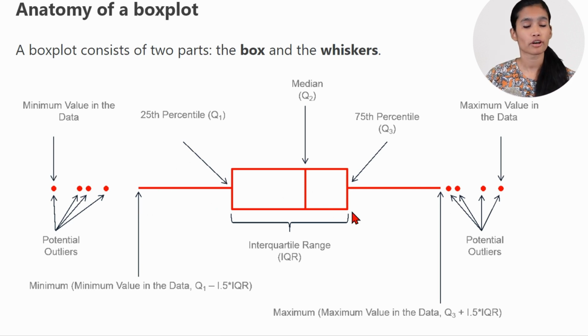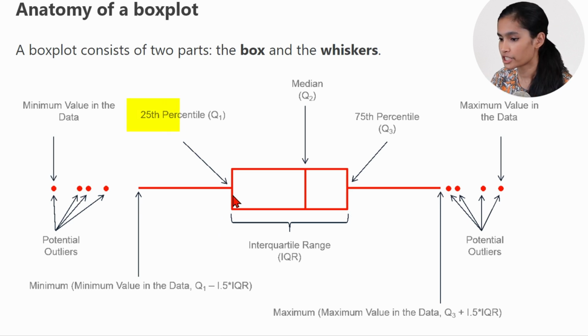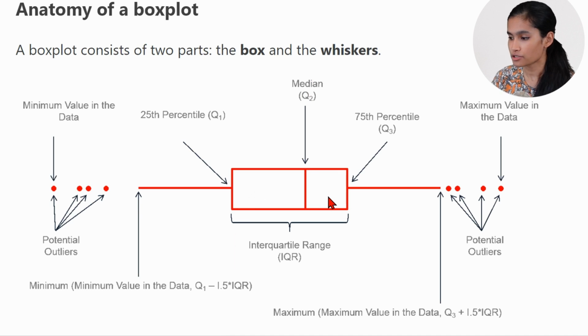The box itself forms the core of the box plot. It extends from the first to third quartile, Q1 to Q3, with a line in the middle that represents the median. The range of values between Q1 and Q3 is also known as the interquartile range.